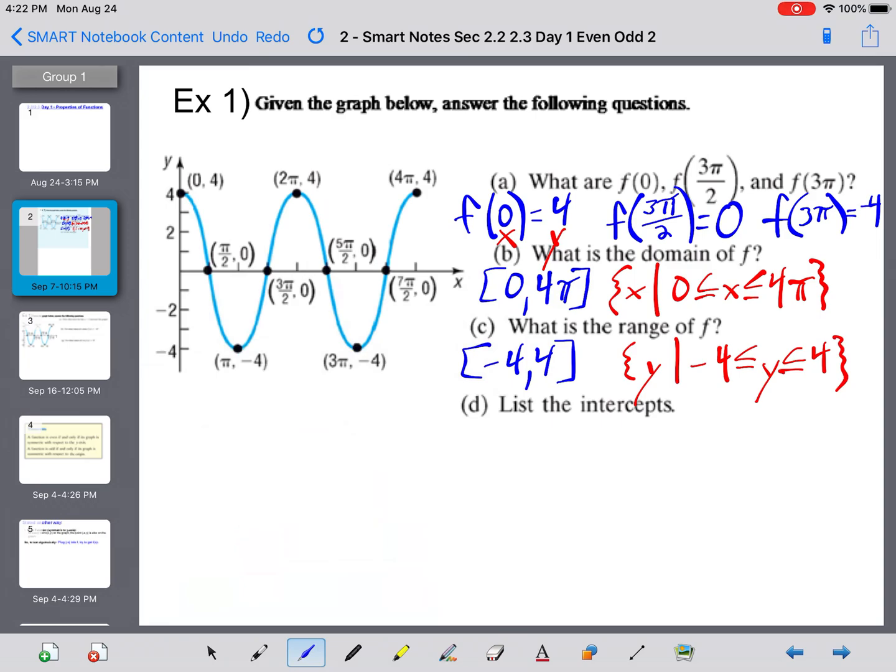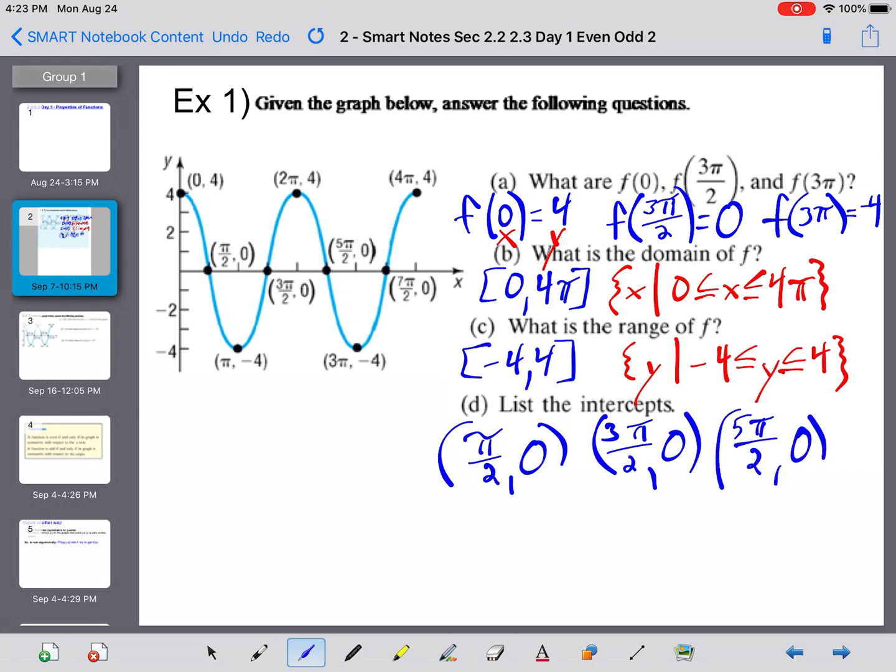All right, intercepts. I'm seeing about 4 x-intercepts here. That's what it's asking for, so I'm going to label those as points: pi over 2, 0; 3 pi over 2, 0; 5 pi over 2, 0; and 7 pi over 2, 0. If you're in class, most of you would see that. A lot of you would forget about one more intercept, the y-intercept. This problem doesn't say just x-intercepts, it says list all intercepts, so the y-intercept is also a point.